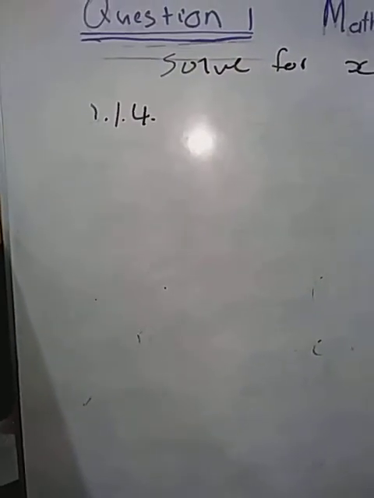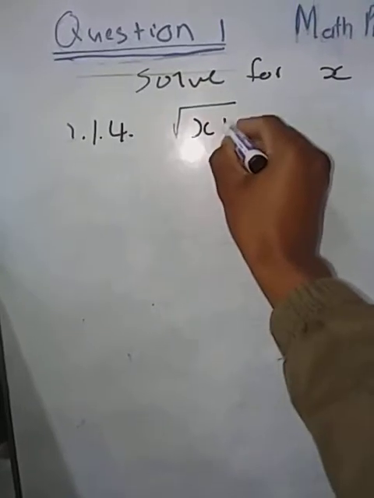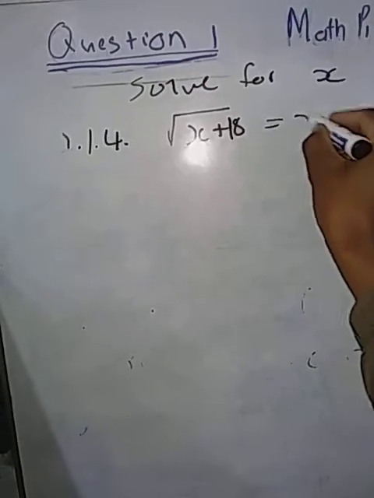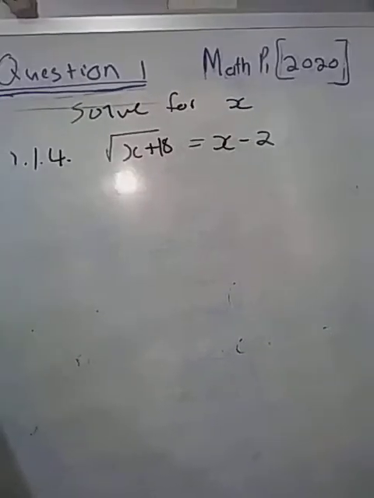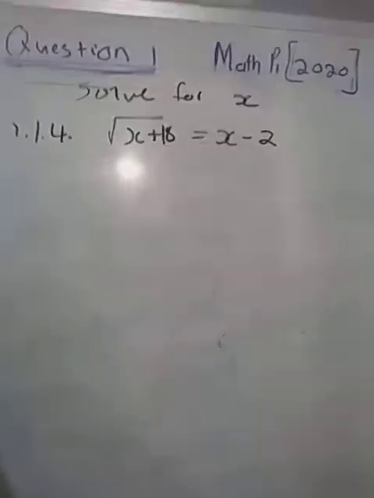Okay. So yeah, the question says the square root of x plus 18 equals x minus 2. So I'll try to skip some of the steps so that it can be short.